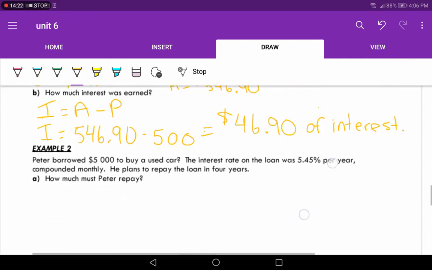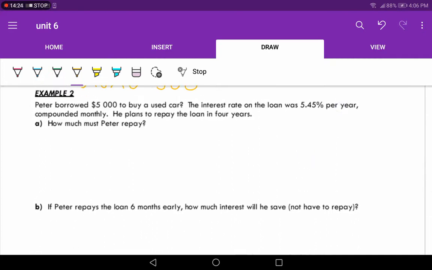Okay, example 2 says Peter borrowed $5,000 to buy a used car. Shouldn't be a question mark there. The interest rate on the loan was 5.45% per year, compounded monthly. He plans to repay the loan in 4 years. So part A says, how much must Peter repay?